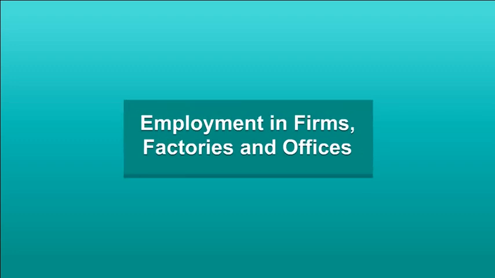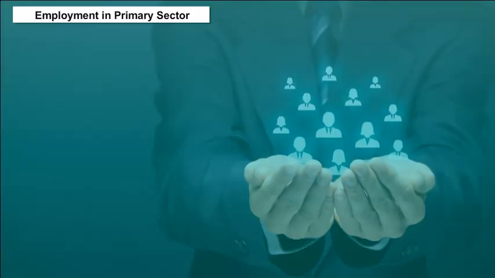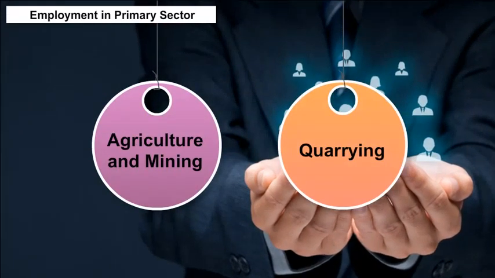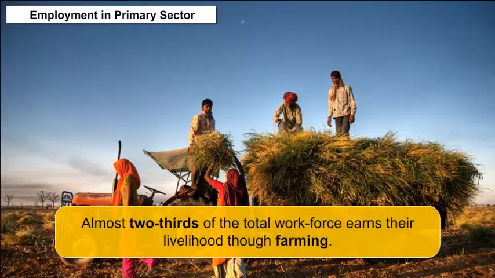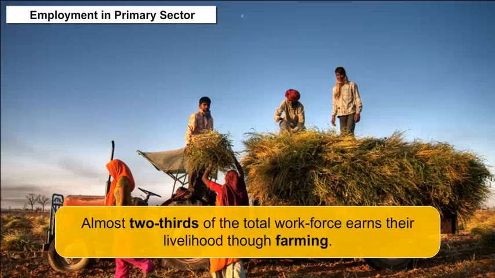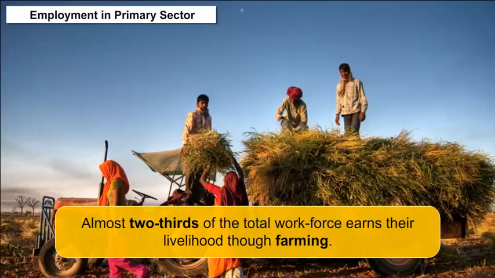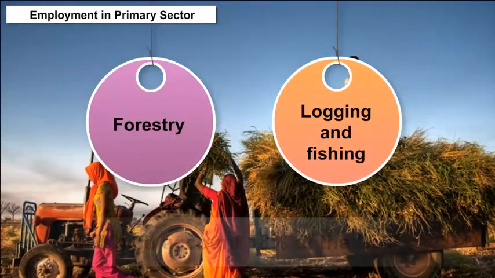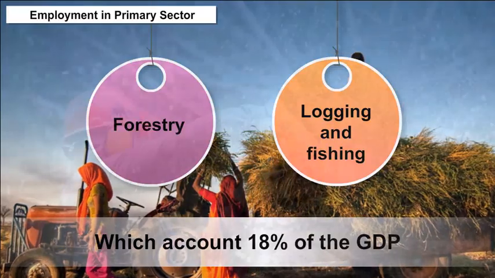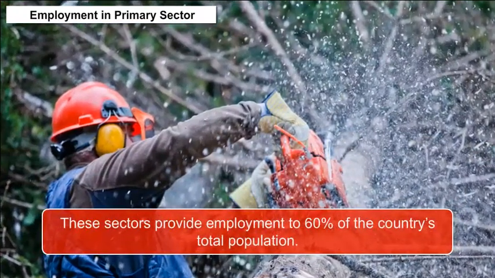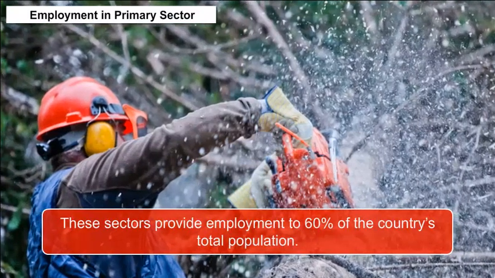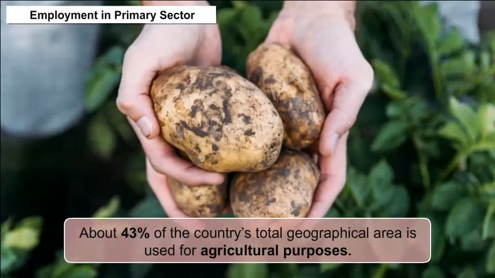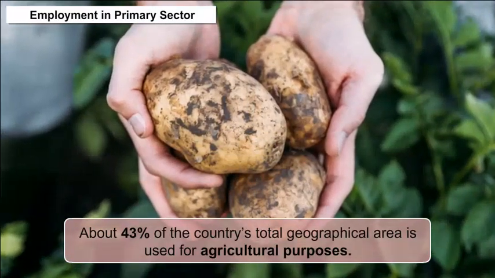Employment in firms, factories and offices. In the primary sector, agriculture and mining or quarrying are the prominent economic activities. Almost two-thirds of the total workforce earns their livelihood through farming and other allied sectors like forestry, logging and fishing, which accounts for 18% of the GDP. These sectors provide employment to 60% of the country's total population. About 43% of the country's total geographical area is used for agricultural purposes.